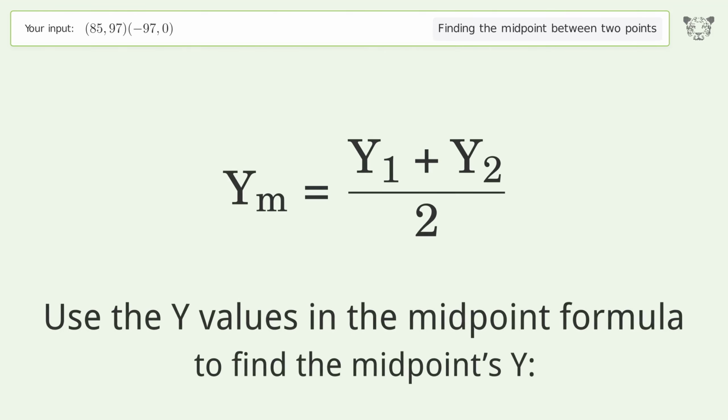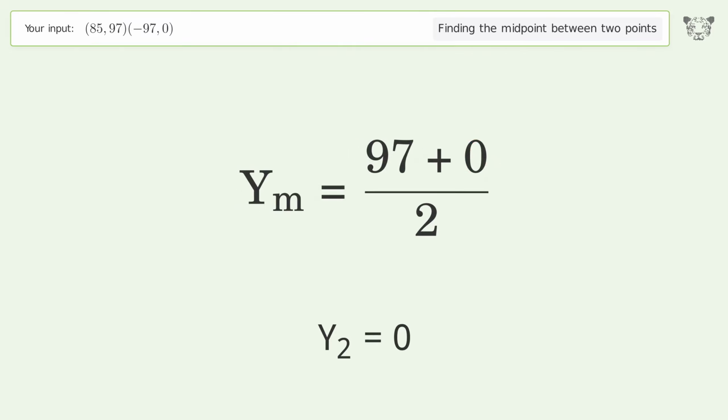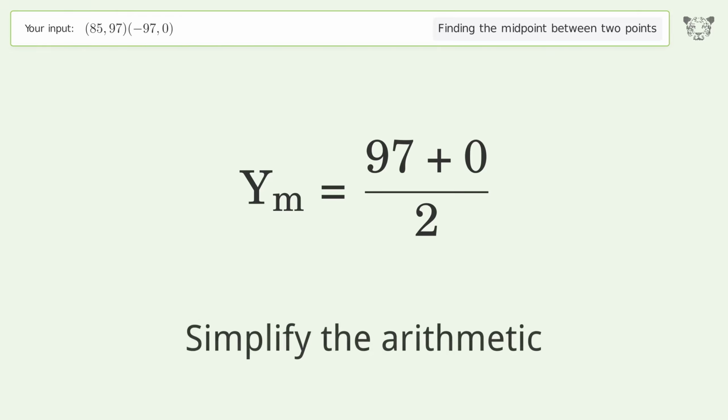Use the y values in the midpoint formula to find the midpoints y. y1 equals 97. y2 equals 0. Simplify the arithmetic.